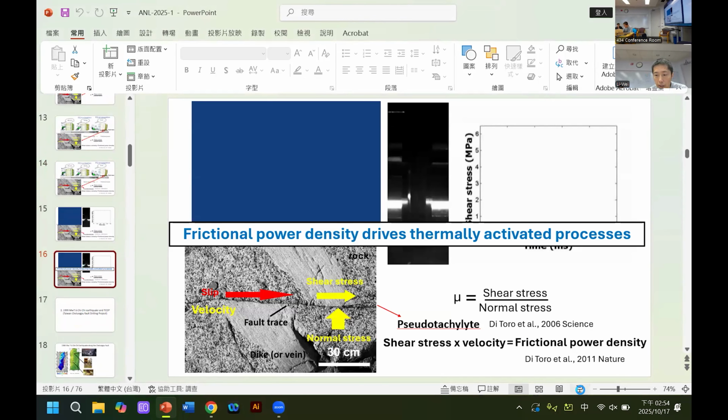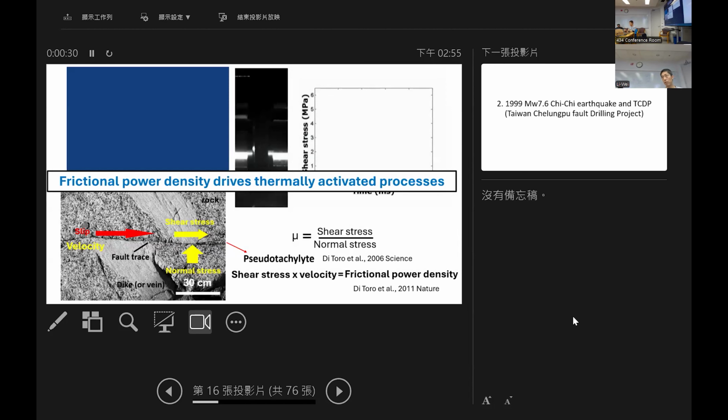After discussion with Yan Bin this morning, I realized that if you can have some in situ observation for some weakening mechanism, that will be awesome. And one of the important weakening mechanisms is flash heating. David Goldsby has a Science paper relevant to flash heating and the temperature. The velocity for flash heating is not 1 meter per second.